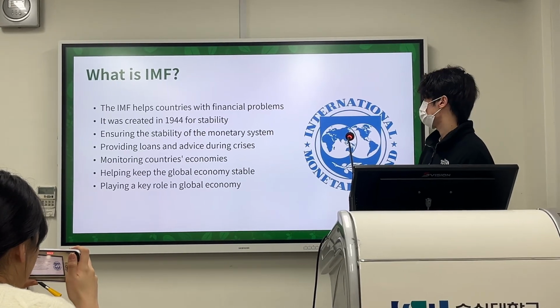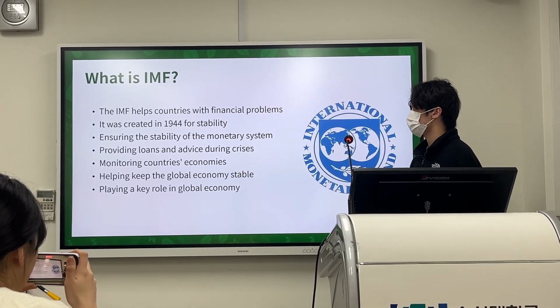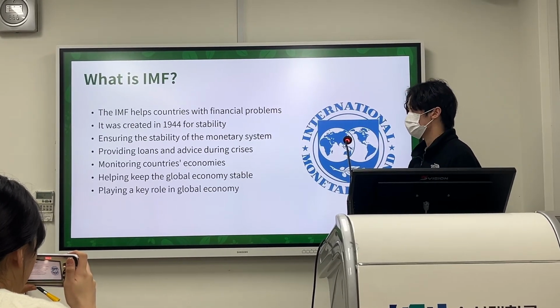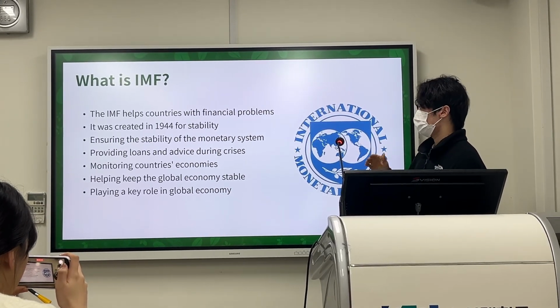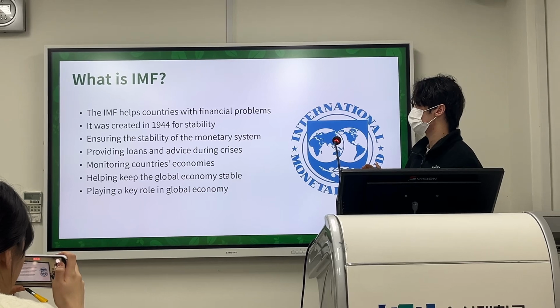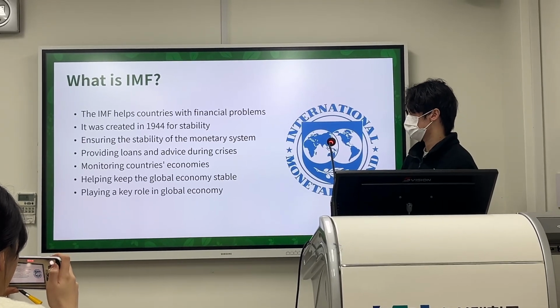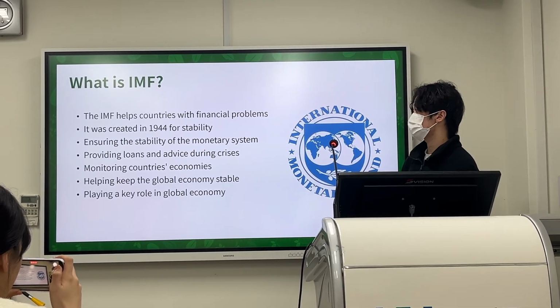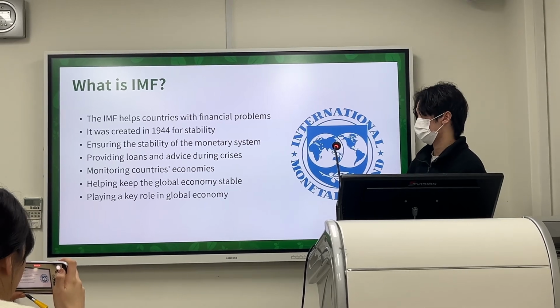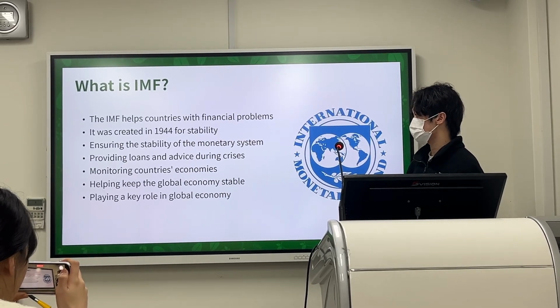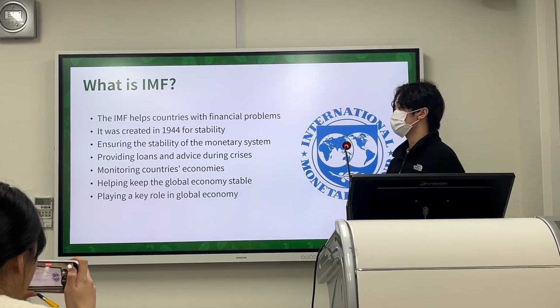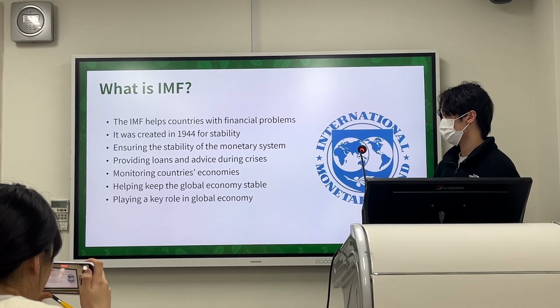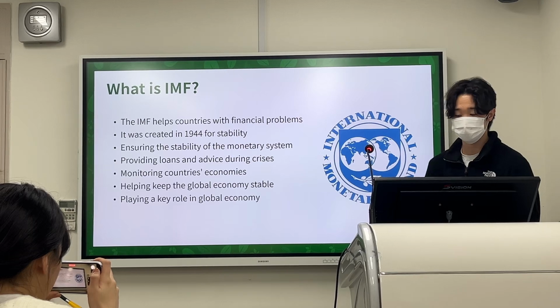Then what is IMF? IMF helps countries with financial problems, and it was created in 1944 for stability. Its main goal is to ensure the stability of the monetary system, so it provides loans and advice during crisis. And it monitors countries' economies to help keep the global economy stable. In conclusion, IMF plays a key role in maintaining healthy global economy.